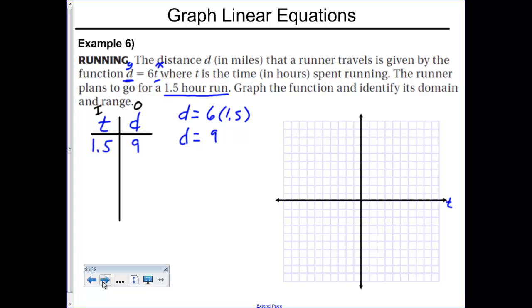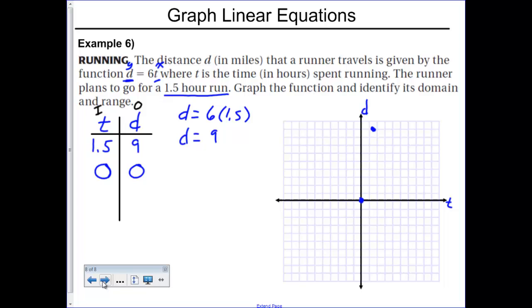So instead of x over here, I'm going to put t, and instead of y, I'm going to put d. So I have a 1.5, and then up 1, 2, 3, 4, 5, 6, 7, 8, 9 would be right here, right about the middle. Let me get rid of this so it doesn't confuse you. I've got to find my minimum time. Well, that would be a 0 time. So 0 times 6 gives you 0. So the minimum distance would be 0. 0, 0 would be right here.